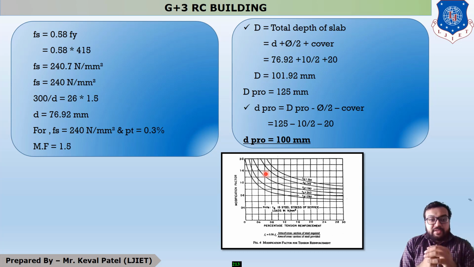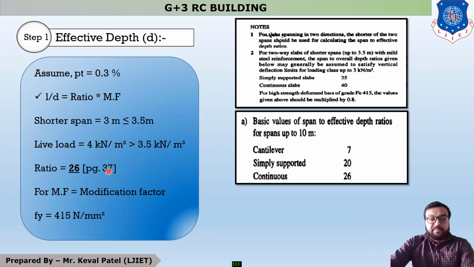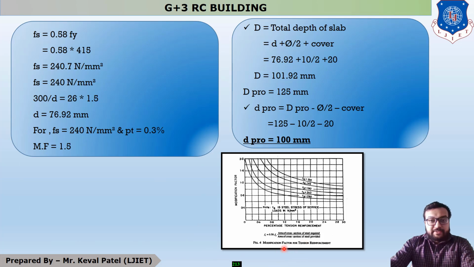It is already discussed in our introductory session that whenever you have to design a one-way slab, then you have to assume your value of PT is equal to 0.6 percentage. But whenever you have to design your two-way slab, then the value of PT is equal to 0.3 percentage, because your main steel is provided in both directions, 0.3 percentage in this direction and 0.3 percentage in this direction. Total means 0.6 percentage. So in this example, your value of PT is equal to 0.3 percentage.